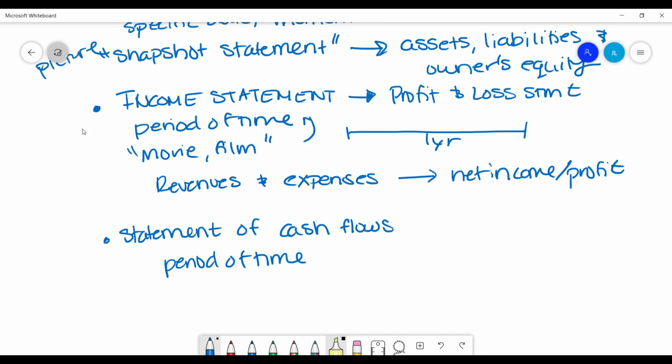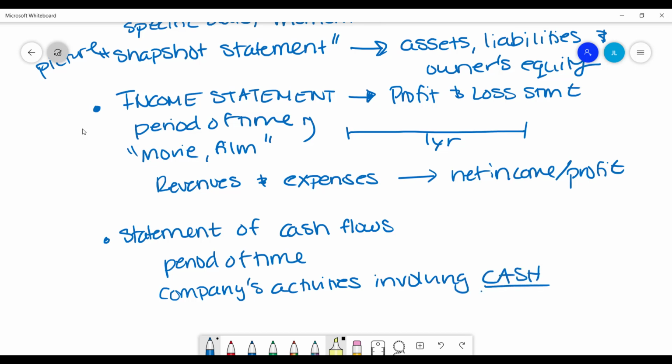And this just looks at a company's activities involving cash for a period of time. But the key word here is cash. And those activities, it's broken down to 3 activities: financing, operating, and investing activities, but we won't get into detail beyond that.